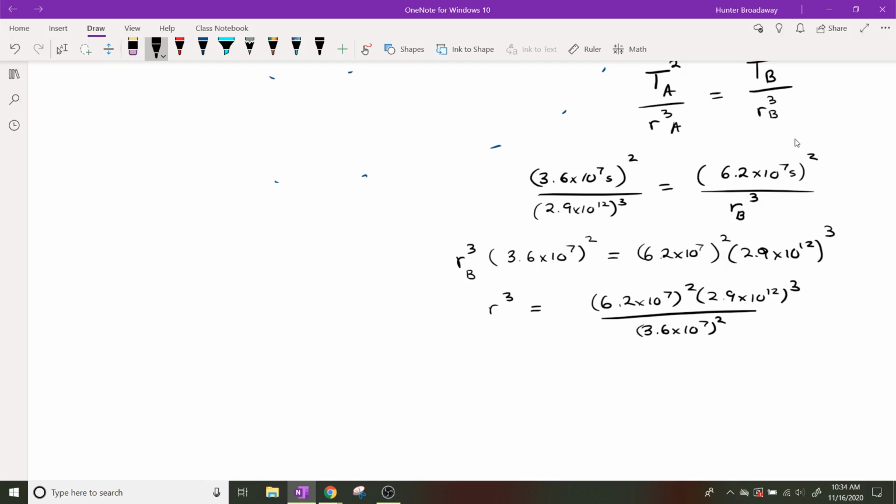You could use the method of squares, where this is multiplied by each other. So it's 6.2 squared times 10 to the 7th squared times 3.6 squared times 10 to the 7th squared. These 10 to the 7th squareds would end up canceling out, so that simplifies your numbers a lot. Ideally, that's one way you could do it. Then you've just got to worry about 6.2 times 2.9 and then divide by 3.6. But I'd probably just throw it in the calculator.